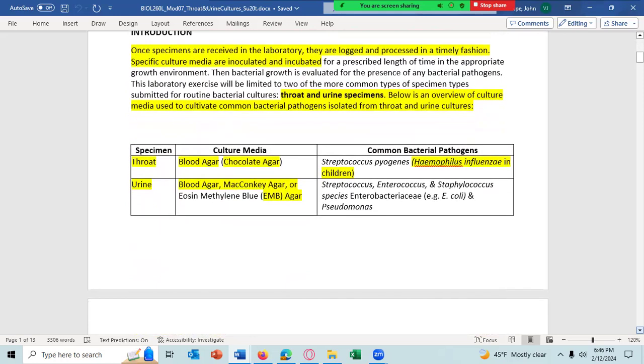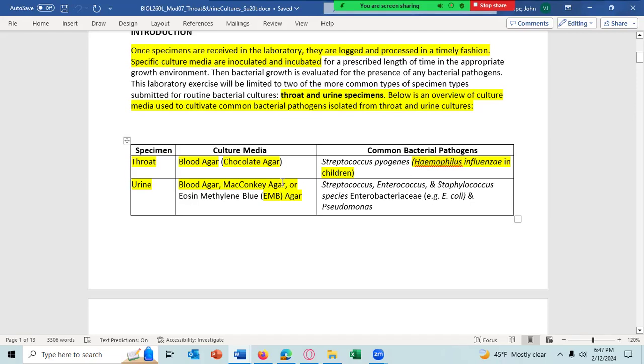So the introduction. Once specimens are received by a laboratory, they are logged and processed in a timely fashion, and specific culture media are inoculated and incubated to grow up the cultures, throat and urine specimens. Below is an overview of the culture media used to cultivate common bacterial pathogens isolated from throat and urine cultures.